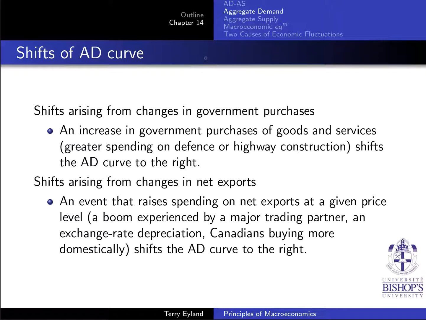So simply, just remember: what shifts the aggregate demand curve? Any of the components of GDP. If it's going to make the GDP number rise, shift to the right. GDP fall, shift to the left. As simple as that.